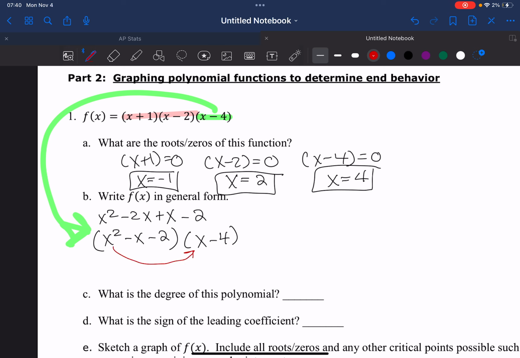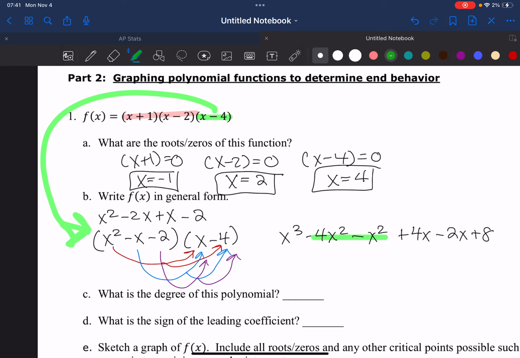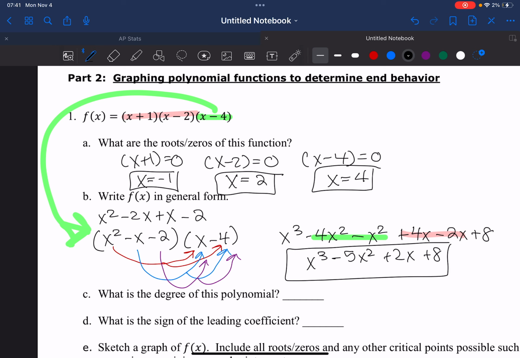So first the x squared, then the negative x, then the negative 2. Okay. So following the red arrows first, I have x cubed minus 4x squared, then the blue arrows, negative x squared plus 4x, and then lastly the purple arrows, negative 2x plus 8. Combining like terms, I get x cubed minus 5x squared plus 2x plus 8. That is my answer.